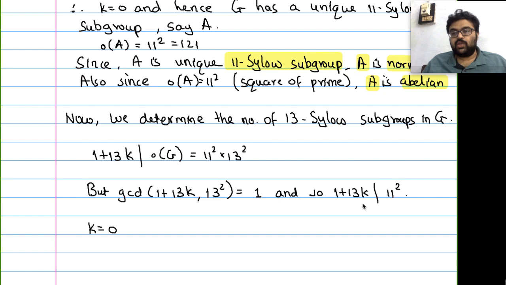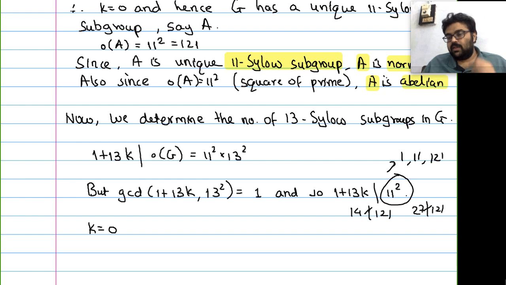If I take k equals to 1, so there is a 14. 14 does not divide 121. If I take k equals to 2, so 26 plus 1, 27. 27 also does not divide 121. And 121's divisors are 1, 11 and 11 square, 121 itself. So only divisors are 1, 11 and 121. Only 3 divisors it has.